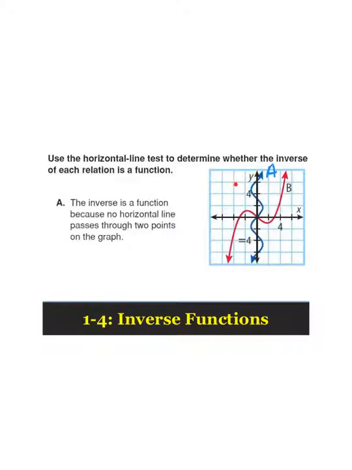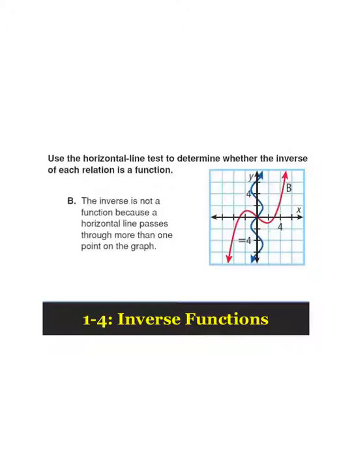But if I apply a horizontal line test through that blue line, it only ever touches the blue line once, no matter where I put this horizontal line through it. So the inverse is a function because no horizontal line passes through 2 points on the graph or more, right? So then let's look at this. So I'm going to go to another slide.